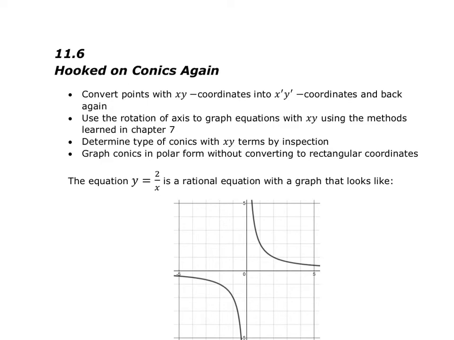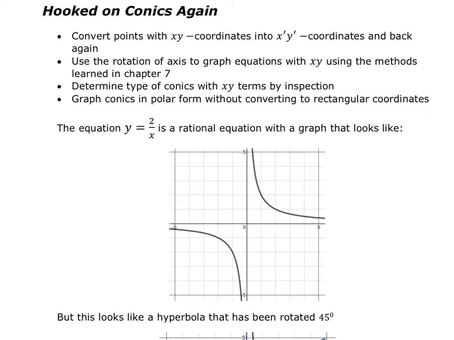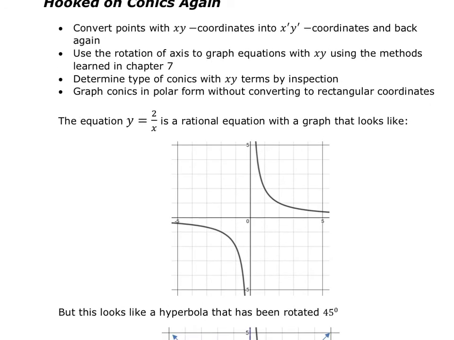In pre-calc 1, we were given this equation, y is equal to 2 over x. Now, we know in pre-calc 1, good morning, that this is a rational function, and this is what the graph looks like. It's a rational function in which we have a horizontal asymptote at 0 and a vertical asymptote at 0 as well.